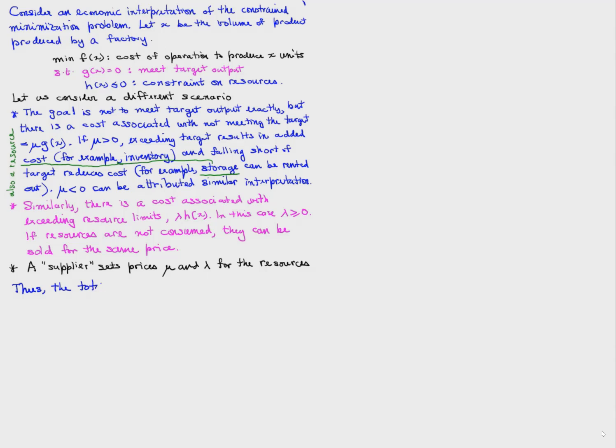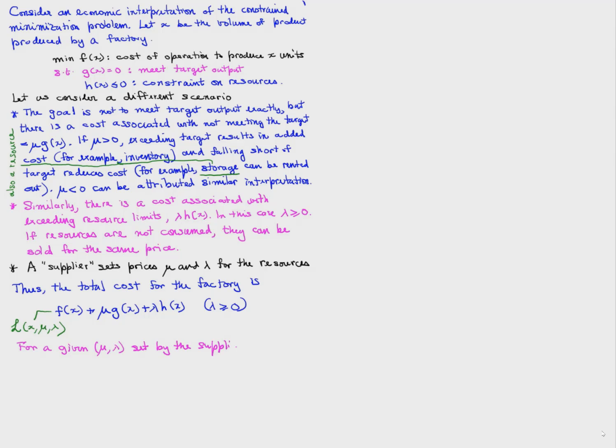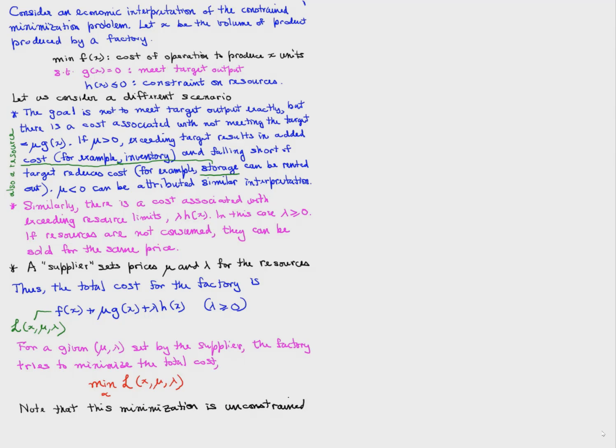From the factory's perspective, the total cost is now f of x, which is the operation cost, plus mu times g of x, which is the cost of not meeting the target exactly, and then plus lambda times h of x, which is the cost of violating the constraint on resources. And this cost is nothing but the Lagrangian. For a given mu and lambda set by the supplier, the factory tries to minimize the total cost. So we can write this as minimize over x the function L of x, mu, lambda, where mu and lambda are given for this minimization.